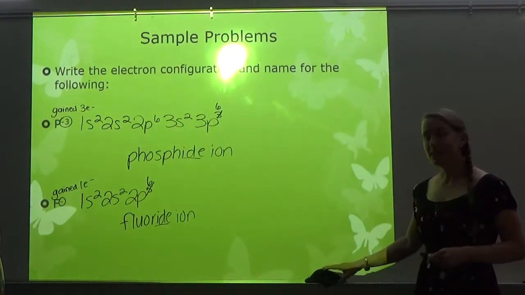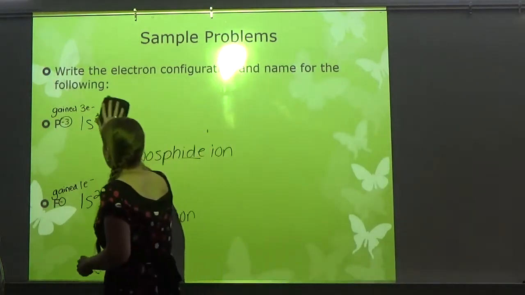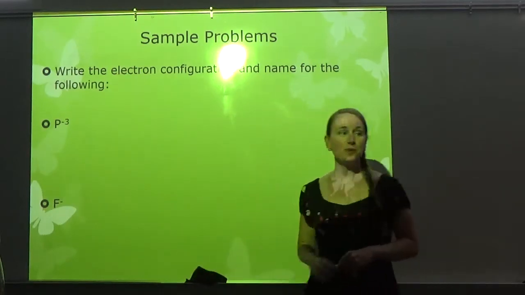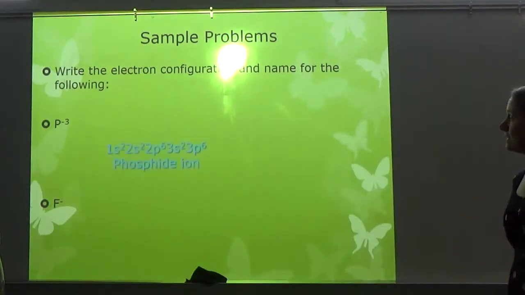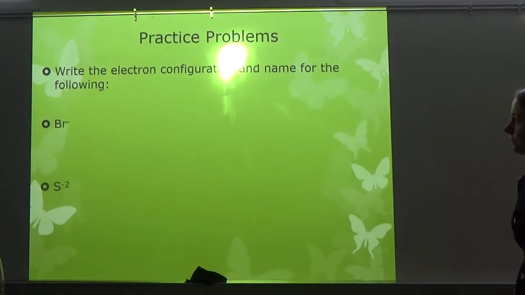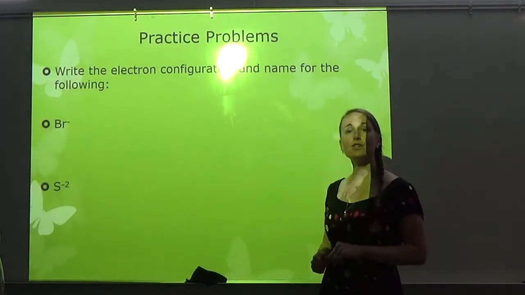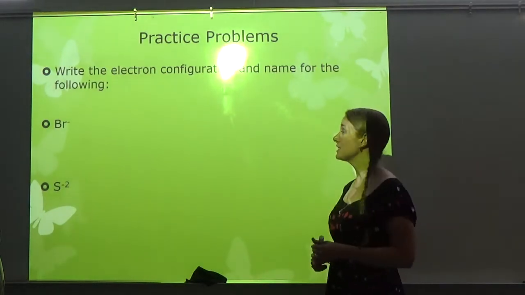All right, so hopefully that wasn't too bad. Hopefully you remember electron configuration from chapter 5 and think this is super easy. I'll give you a chance to try a couple. You try these two: bromine with a -1, and sulfur with a -2. I will assume you paused it and tried these.